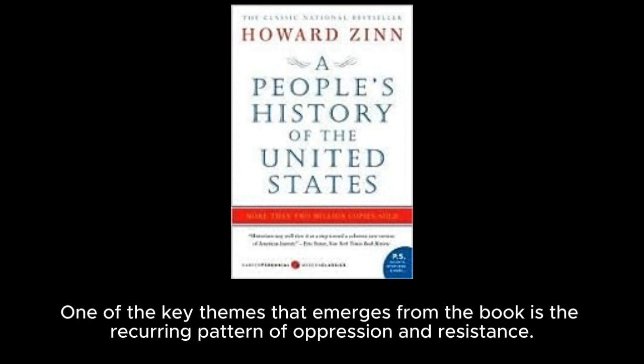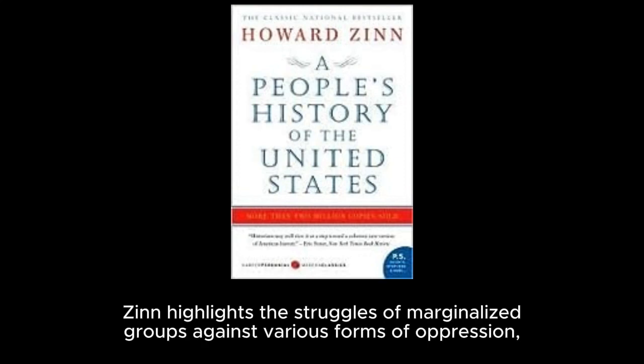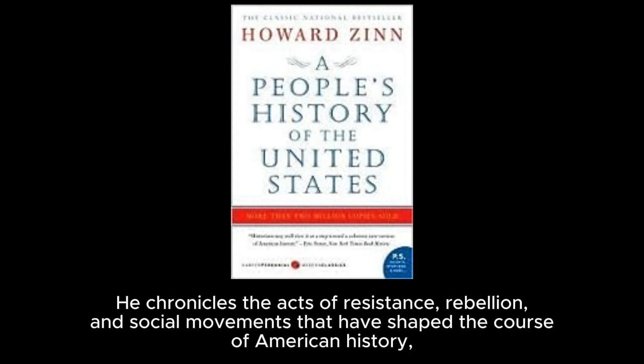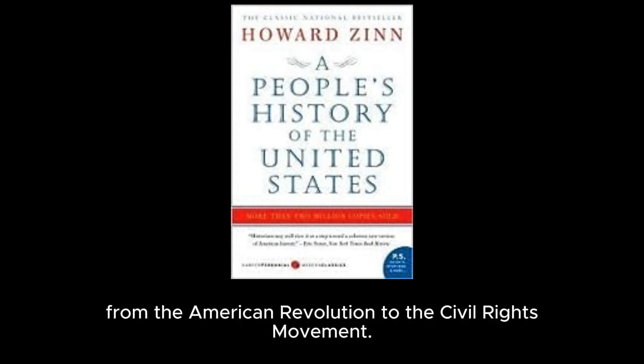One of the key themes that emerges from the book is the recurring pattern of oppression and resistance. Zinn highlights the struggles of marginalized groups against various forms of oppression, including colonialism, slavery, economic exploitation, and discrimination. He chronicles the acts of resistance, rebellion, and social movements that have shaped the course of American history, from the American Revolution to the Civil Rights Movement.